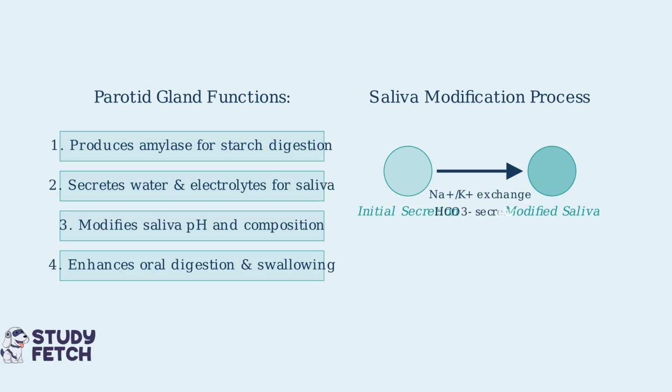The epithelium modifies saliva through sodium-potassium exchange, bicarbonate secretion, pH adjustment, and water balance regulation. These modifications ensure that the final saliva has the proper composition for effective oral digestion and to aid in swallowing.